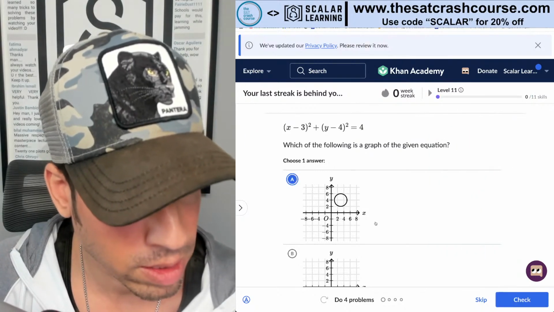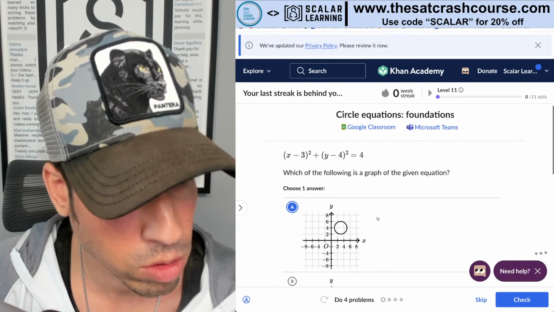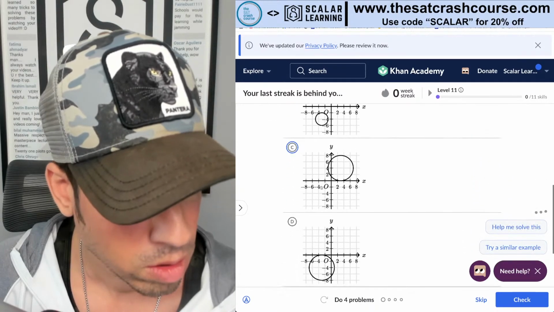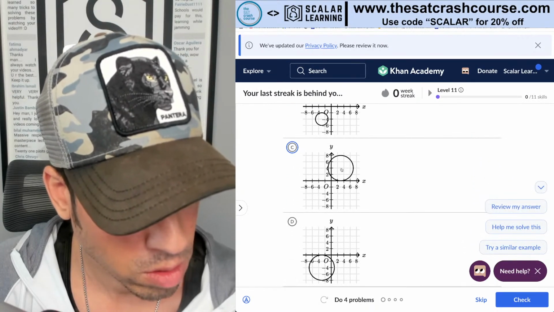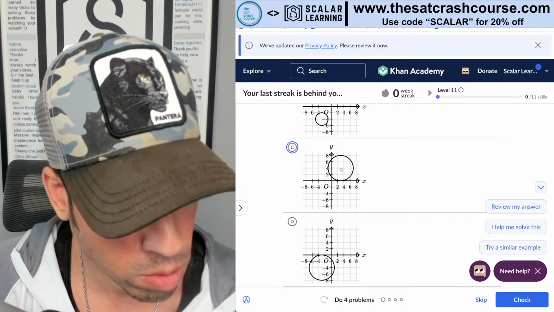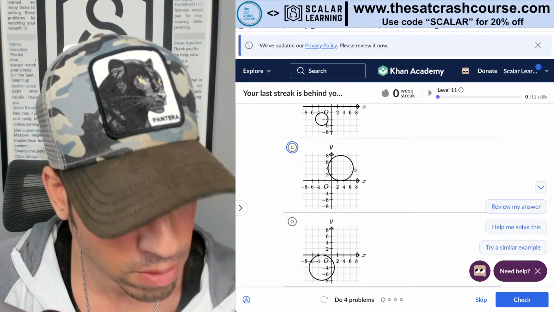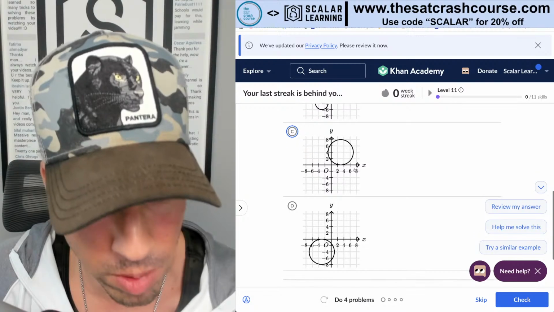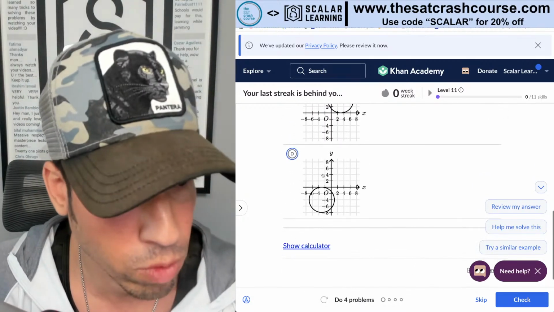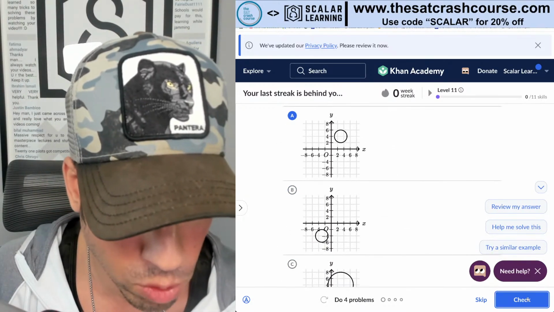Okay, so I'm feeling like it's A. Let me just look at the right. Yeah, that's totally the wrong center. That is the right center, 3, 4. But then we have a radius of 4, which is incorrect, right? That's a trap that they're setting because you see a 4, so you might think, oh, radius is 4. So it's got to be A for the win.